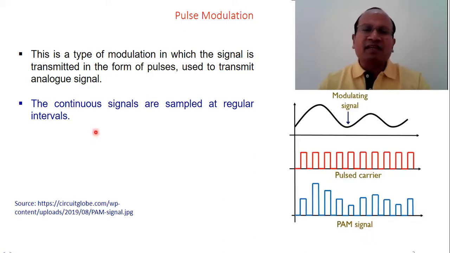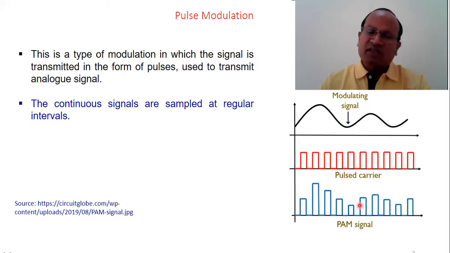So the continuous signals are sampled. You can see this is a sampled output. The continuous signals are sampled at regular intervals. See, the carrier signal has a sampling time. It's a time period. So the time period in a PAM is not changing. So every after certain periodic interval, there are pulses. So there are samples. There are continuous pulses at regular intervals.